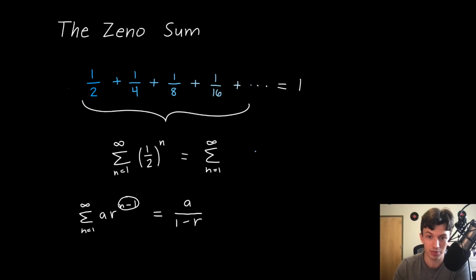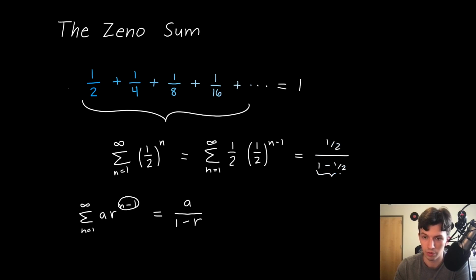It's going to be some constant, times 1/2 to the n minus 1. What do we have to multiply 1/2 to the n minus 1 by to get 1/2 to the n? Well, we have to multiply another 1/2 because we dropped a factor of 1/2 here. So we got to add another factor of 1/2 here. And now it's in the right form that we want, so we could say this is going to be equal to a over 1 minus r. Okay, 1 minus r, in this case, is 1/2. 1/2 over 1/2 is 1.